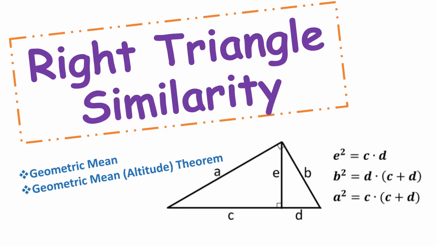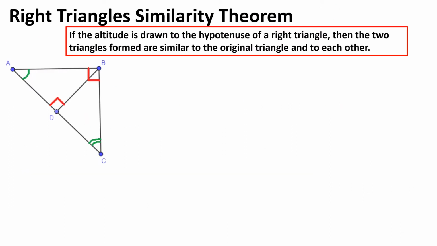Okay, so in this lesson, we're going to look at right triangle similarity, and this is also going to include the geometric mean as well as the geometric mean altitude theorem. So let's take a look at the right triangle similarity theorem. That basically states that if the altitude is drawn to the hypotenuse of a right triangle, then the two triangles formed are similar to the original triangle and they are similar to each other as well.